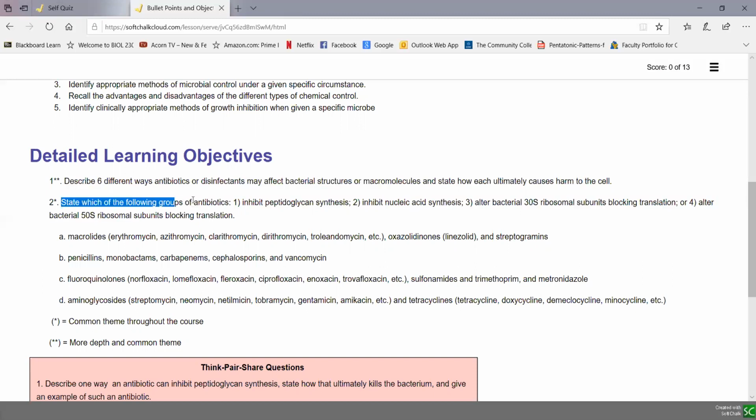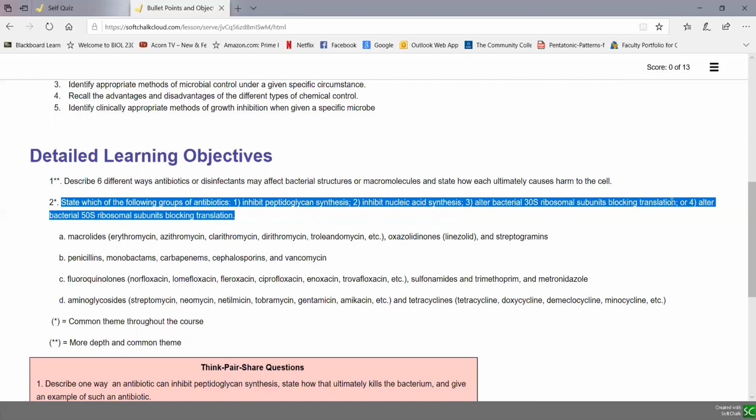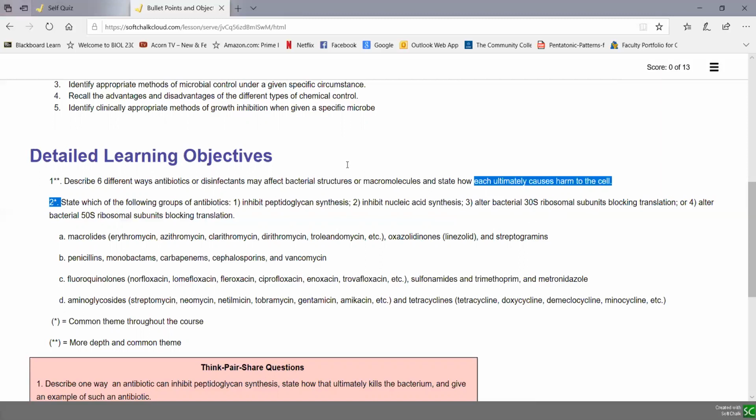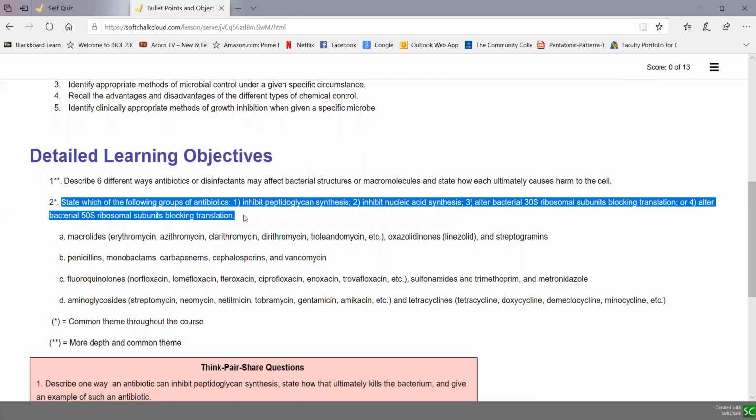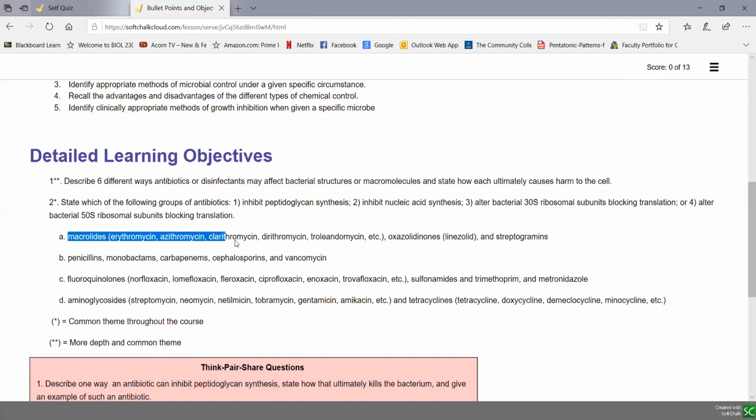State which of the following groups of antibiotics inhibit peptidoglycan synthesis, inhibit nucleic acid synthesis, alter the 30S ribosomal subunit blocking translation, or alter the 50S ribosomal subunit blocking translation. And here are the groups. If you have this whole list, like the macrolides, the oxazolidinones, and all of those listed as part A, be able to match those up with their mode of action.